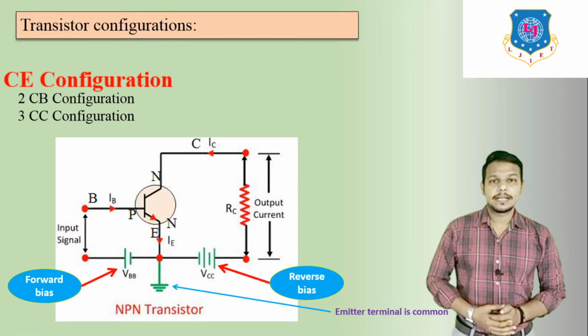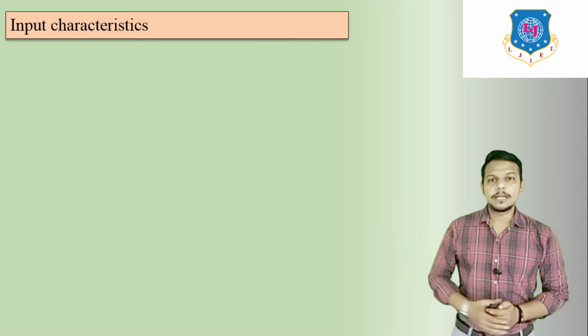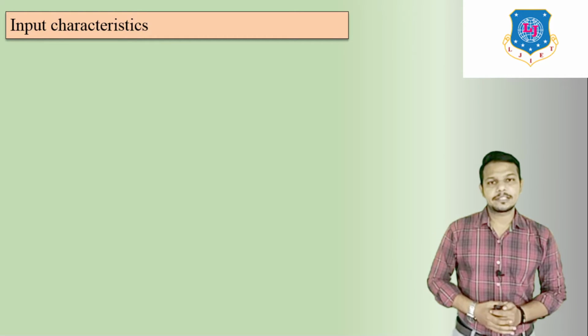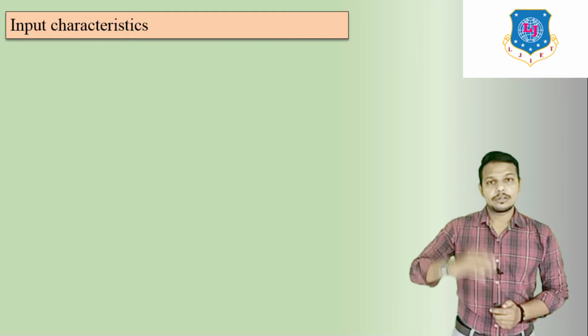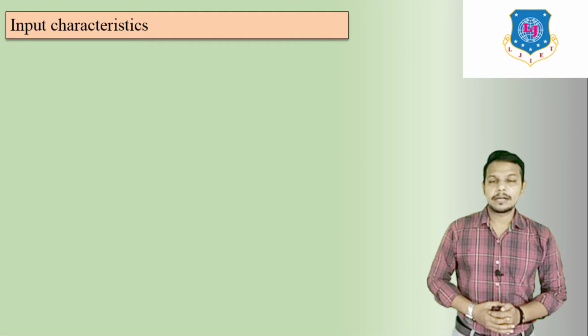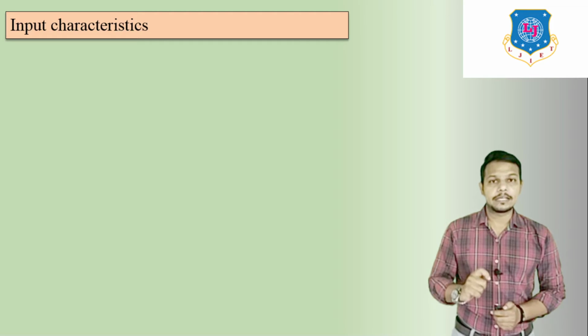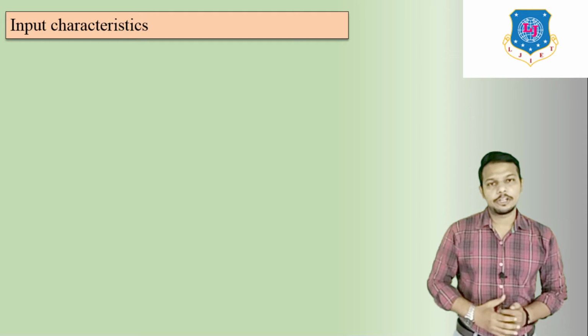Now let us discuss about its characteristics. There are two types of characteristics: input characteristics and output characteristics. First, we are going to learn about input characteristics. Here we can see input characteristics is basically the VI characteristics, as we discussed in a PN junction diode. This is the voltage versus current graph, but it is particularly the input characteristic. That means we have to take the input voltage and input current with constant values of output voltage.